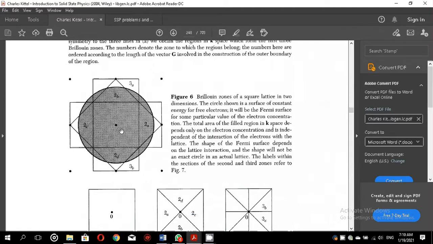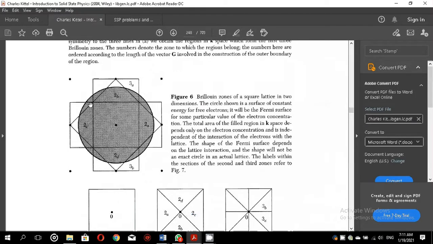So depending on the number of free electrons in the solid, the size of the Fermi sphere is determined. You can say that the radius of the Fermi sphere depends on the number of free electrons available in a solid, because this number is different for different solids. So we will have different sizes of the Fermi sphere for different solids.